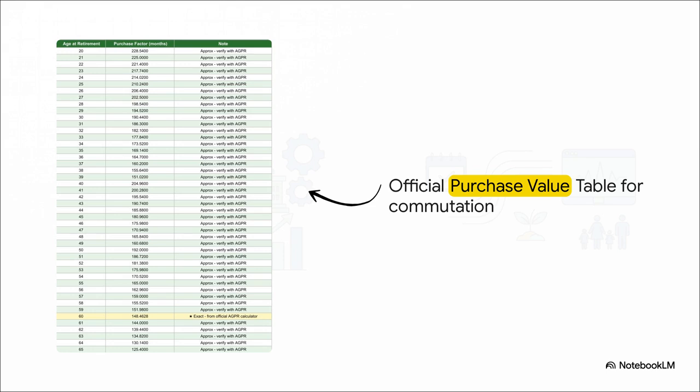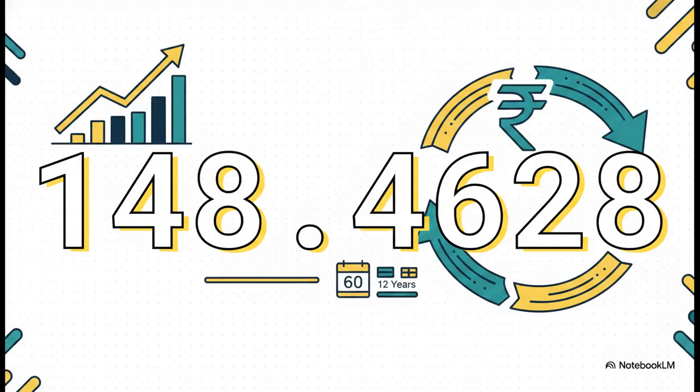Your lump sum payout depends on a highly specific multiplier that's tied directly to your exact age at retirement. Notice how the younger you retire, the higher the multiplier? That's because you're giving up that monthly 35% for a much longer expected period of time. If you're retiring at the standard superannuation age of 60, this right here is your magic number, 148.4628.